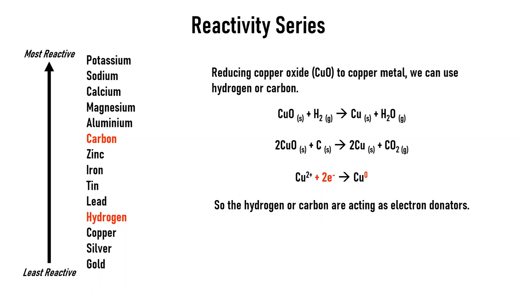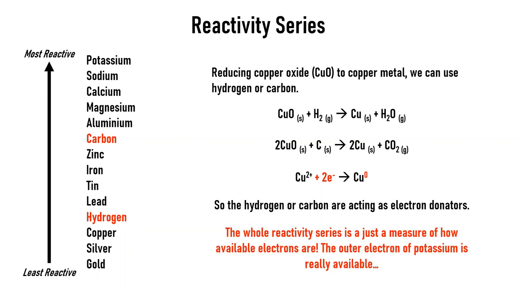Now the copper 2 plus, don't forget, has come from the fact that oxygen is 2 minus, and so the copper, for the overall species to be neutral, has to be 2 plus. And in fact, the whole reactivity series is just a measure of how available electrons are. So copper, silver and gold, they really don't want to give up electrons. Those electrons are not very available. But potassium, sodium or calcium, those outer shell electrons are really available.